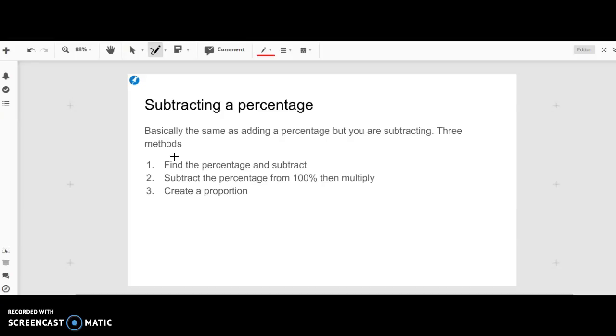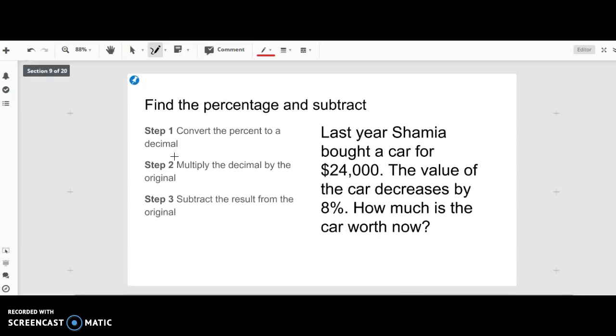So if you understood the last video really well, you probably can skip this whole video. Some of you may need to at least watch a little bit to figure out what's going on. So first you find the percentage and subtract. So if you have a problem, method 1 was convert to a percent, convert the percent to a decimal, multiply the decimal by the original, and subtract the result from the original.